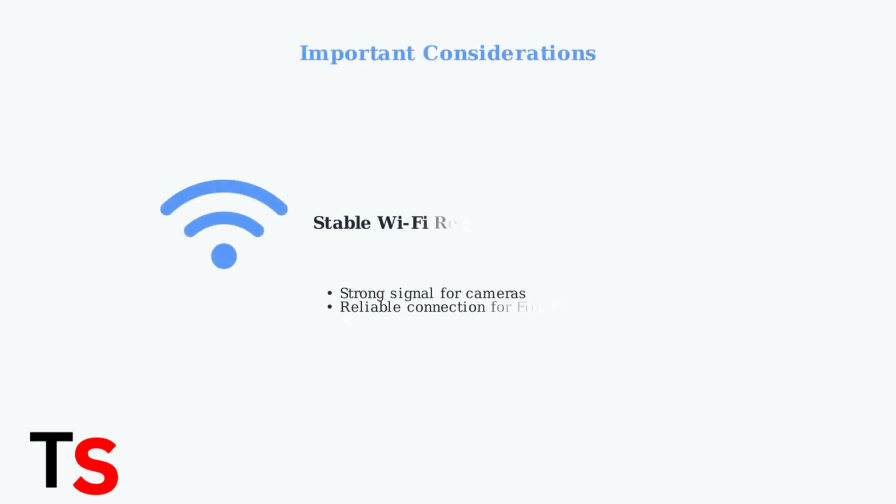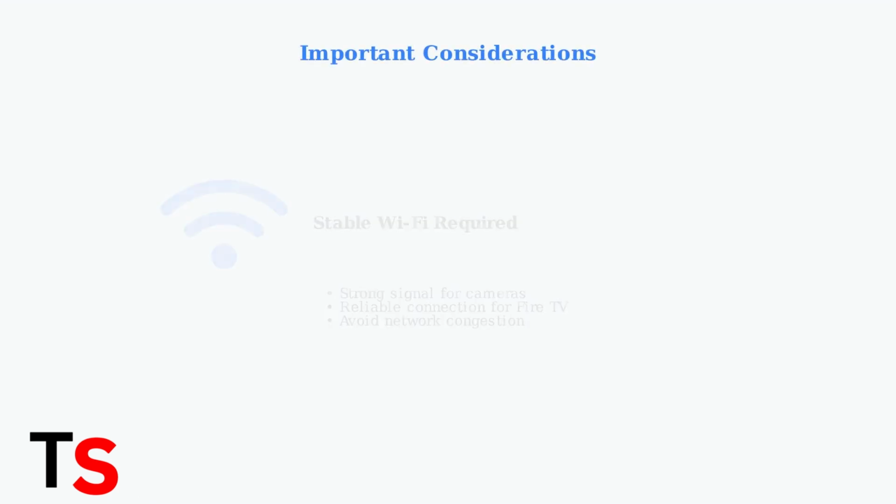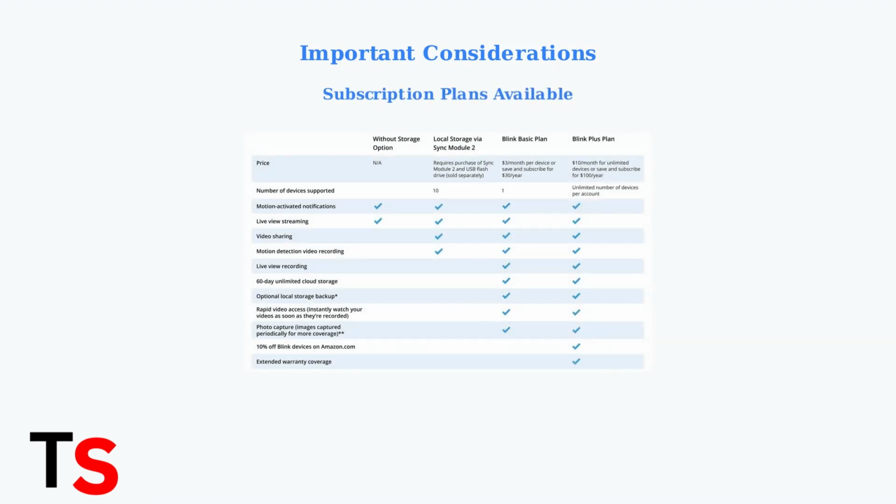A stable Wi-Fi connection is crucial for both your Blink cameras and Fire TV Stick. Poor connectivity will result in delayed or interrupted video feeds. Some advanced features like person detection and cloud storage require a Blink subscription plan. Review the available plans to determine what best fits your needs.